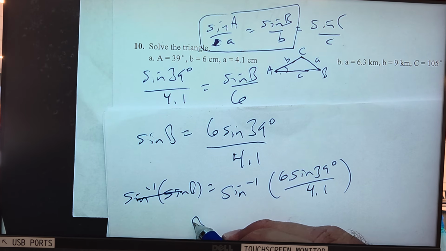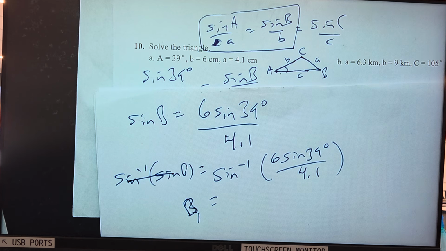And then I can figure out what we're gonna call B1. I did not bring my calculators, so I'm sorry. I'm gonna have to crowdsource this. Make sure you're in degrees when you do this, or else it can get really freaky.